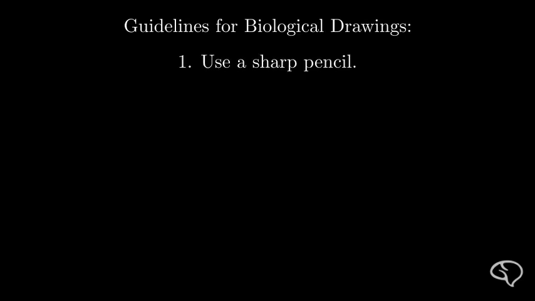Now let's go over the essential guidelines for creating a proper biological drawing. These rules ensure your drawings are clear, accurate, and scientifically sound. First, always use a sharp pencil. This is crucial for clear, fine lines. You should never use shading or coloring in a biological drawing. Second, your lines must be clear and unbroken. Avoid sketching or using fuzzy lines. Each line should be single and clean. This makes your drawing easy to interpret.